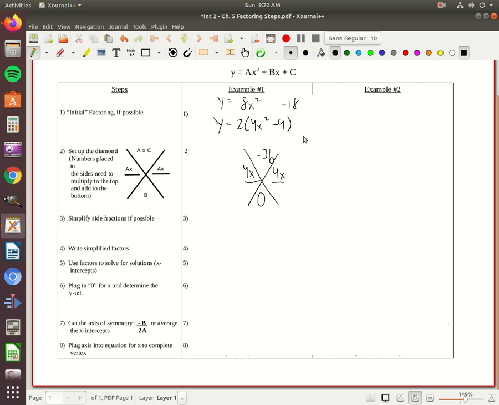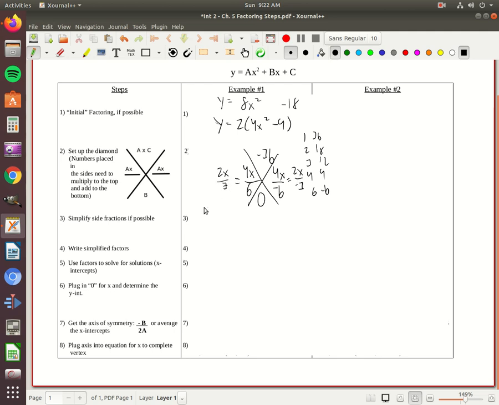So as I go through, 1 times 36, I'm not going to get a 0 out of that. 2 and 18, I'm not going to get a 0 out of that. A 3 and a 12, a 4 and a 9, but a 6 and a 6 if one's positive and one is negative. Now I will simplify the side fractions. 2 goes into 4 and 6, and over here it does as well.